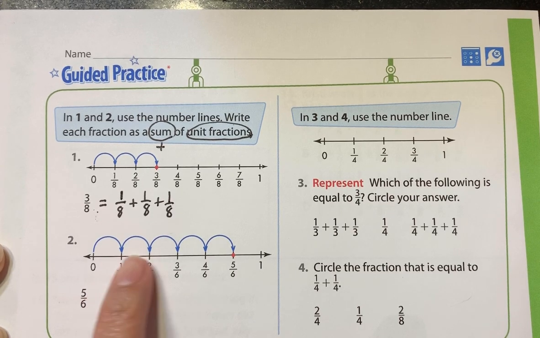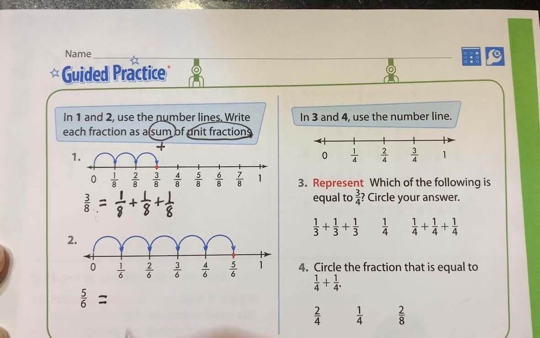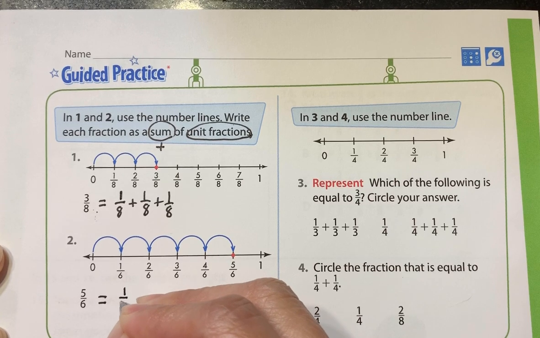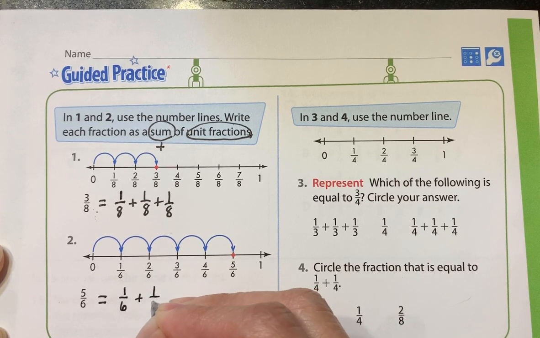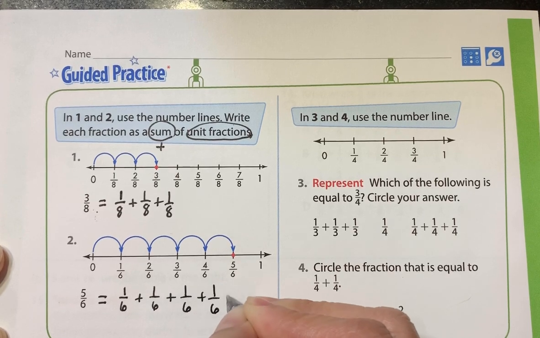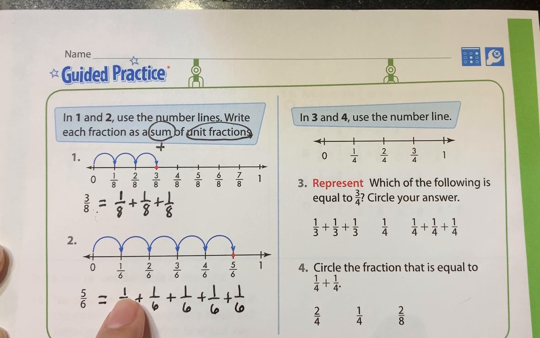Down at the bottom, they already did the number line for us, and it's on 5/6. They want the sum of the unit fraction. So just like the top, we're going to go ahead and do the same thing to the bottom. And so I need 5 units. So 1/6 plus 1/6 plus 1/6 plus 1/6 plus 1/6. If you add them all together, the units on the top, 1 plus 1 plus 1 plus 1 plus 1 gives you 5, and the denominator remains the same.